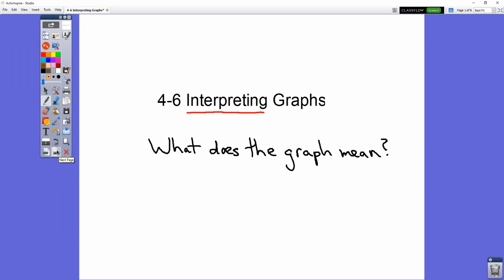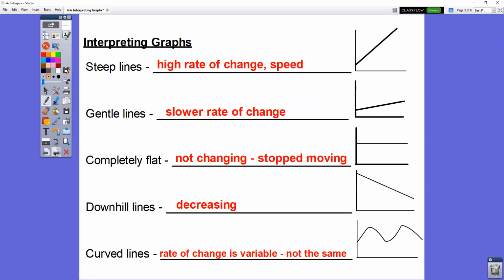But you're really looking at a graph today and figuring out what the graph is saying. And you might have to answer some questions from the graph. So when you take a look at graphs in general, if it is a super steep line like this, first of all, you always look at the graph going from left to right, just like you read a sentence. So if it is a steep line, that indicates a high rate of change. That means the speed is going up quickly. The more straight up and down your line is, the more quickly something is going up.